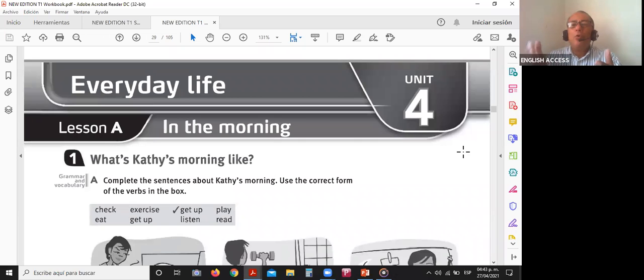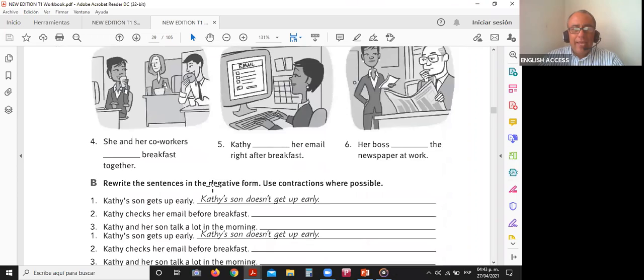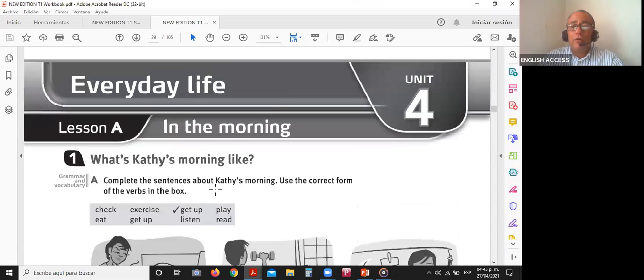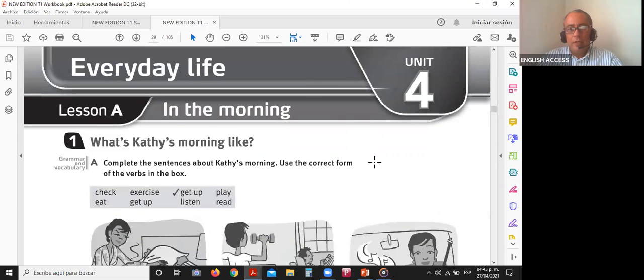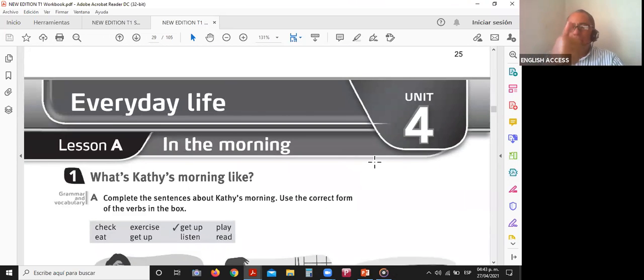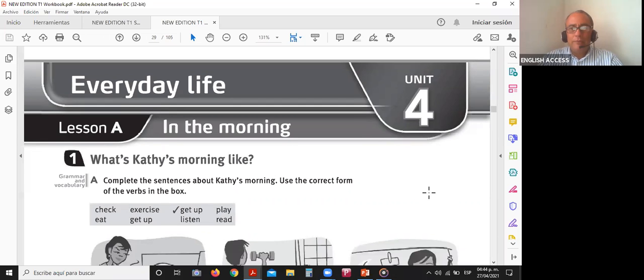Please have your workbook open on page 26, because from that point we are going to review unit number 4 very quickly. Let me know when you have the workbook ready to get the answers and also to review strategies of conversation, grammar, and a little practice. Are you ready with the book? Yes, teacher. Okay, thank you. Fatima, Antonio, I hope you have the book.